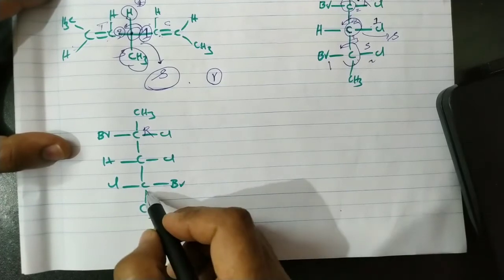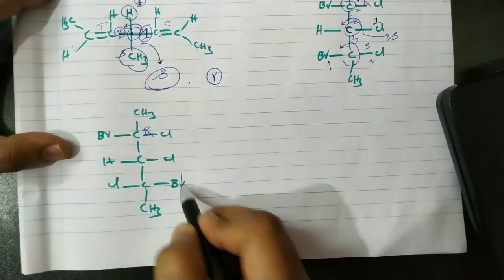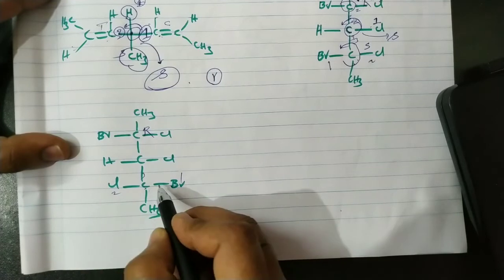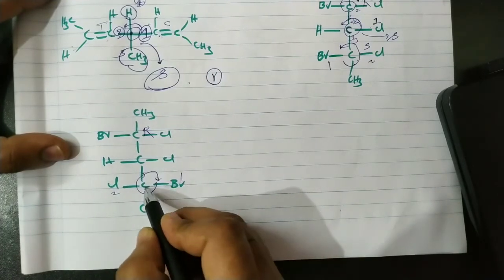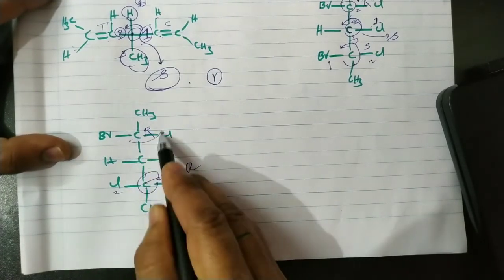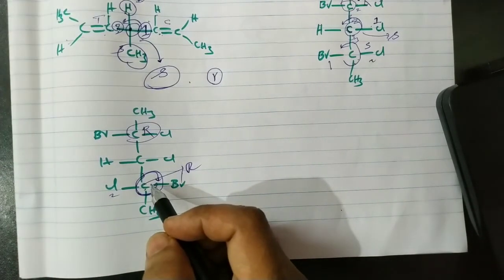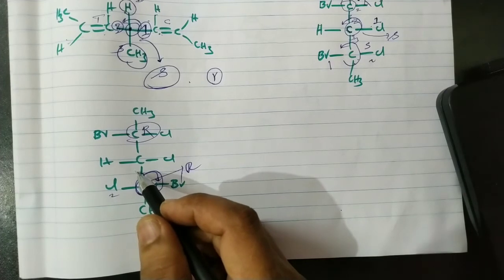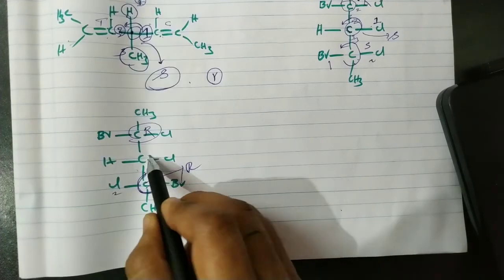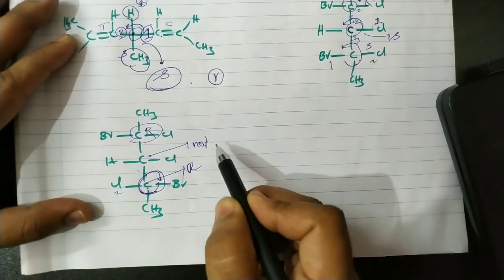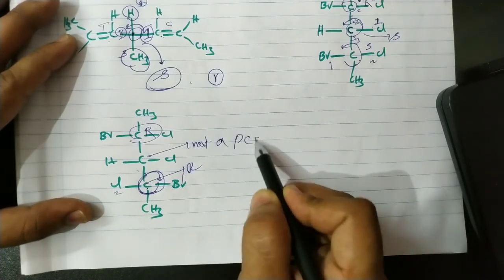Okay, that's it. Here you can see in this case its configuration is R. Here its configuration is also R because you have bromine first priority, second priority, third priority. So 1, 2, 3 clockwise direction is R configuration. That means this carbon has R configuration, and this carbon has R configuration. So these two groups are structurally the same and the configuration is also the same. So it's not a pseudo chiral carbon.